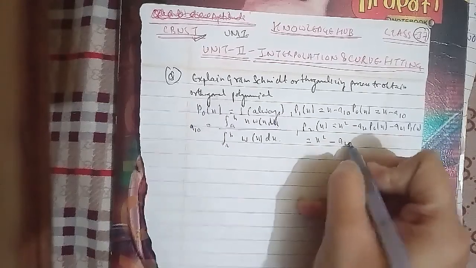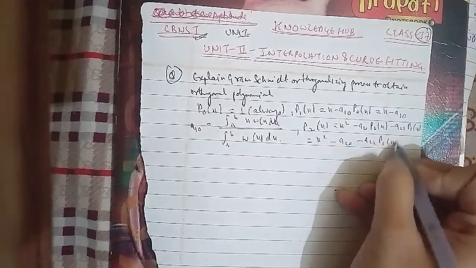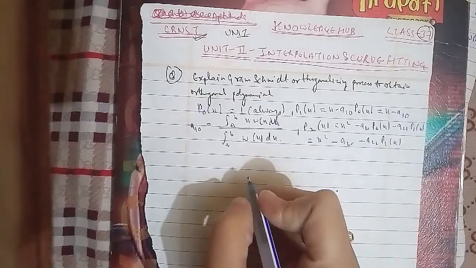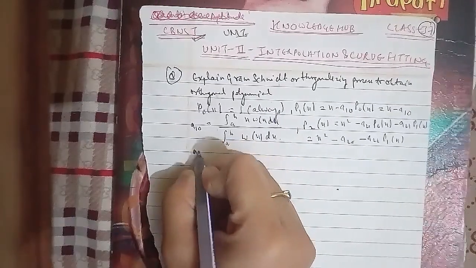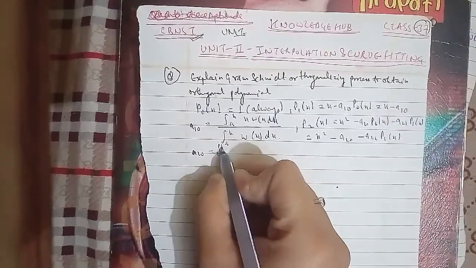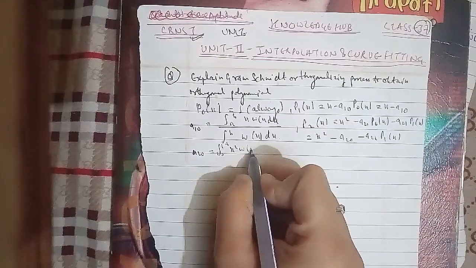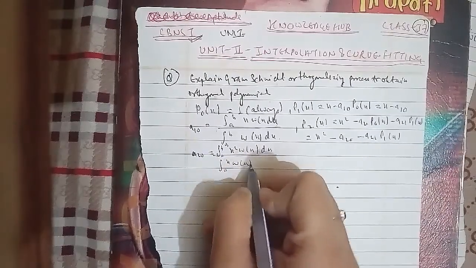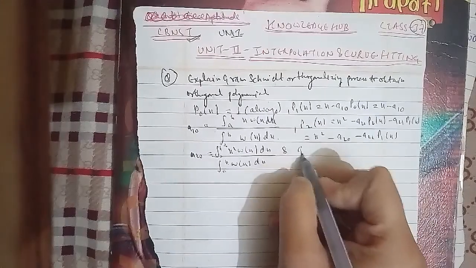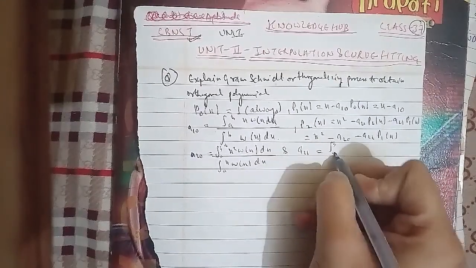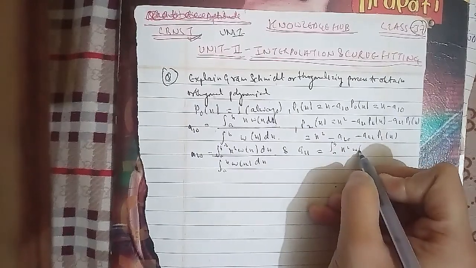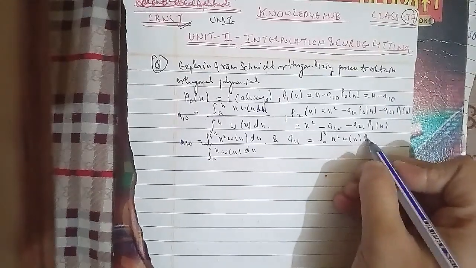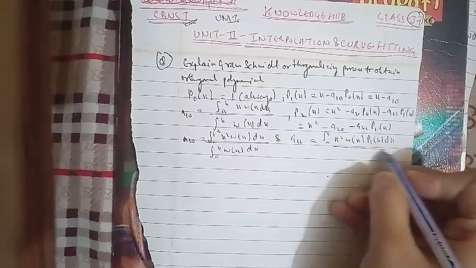Here w(x) is the weight function, so a20 equals the integral from a to b of x square w(x) dx whole upon the integral from a to b of w(x) dx, and a21 equals the integral from a to b of x square w(x) p1(x) dx whole upon the integral from a to b of w(x) p1 square(x) dx.